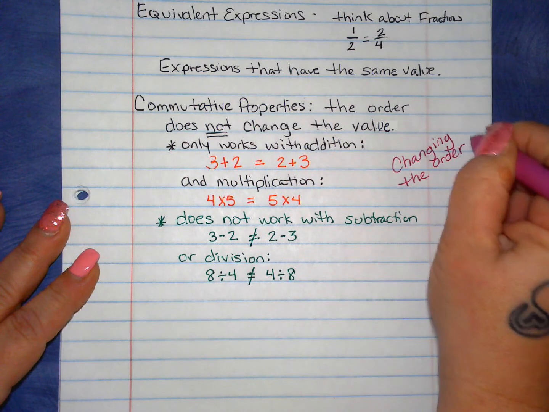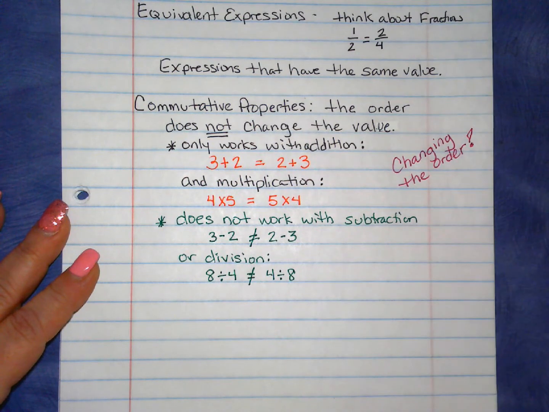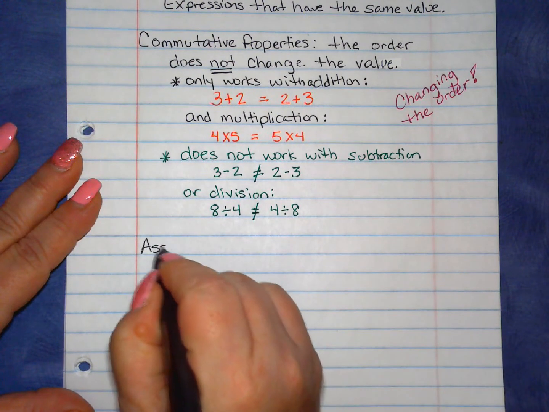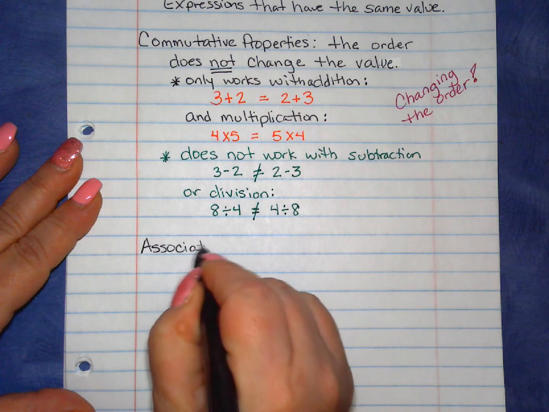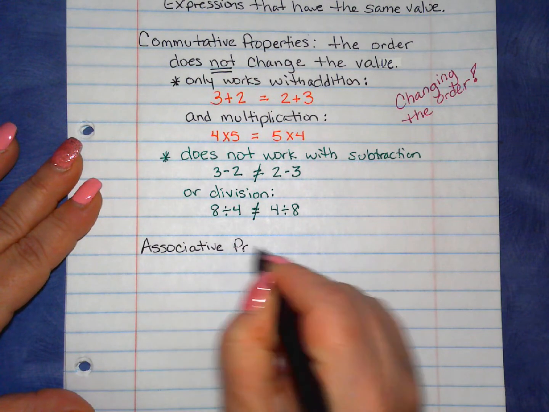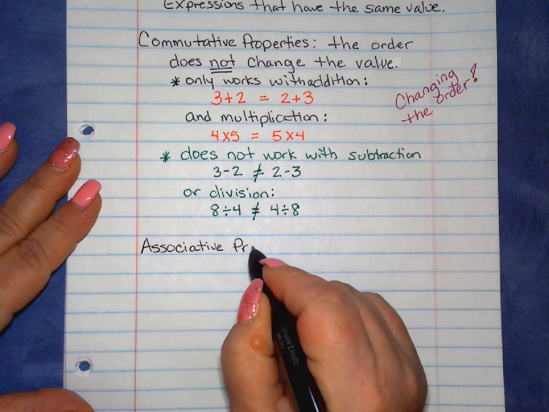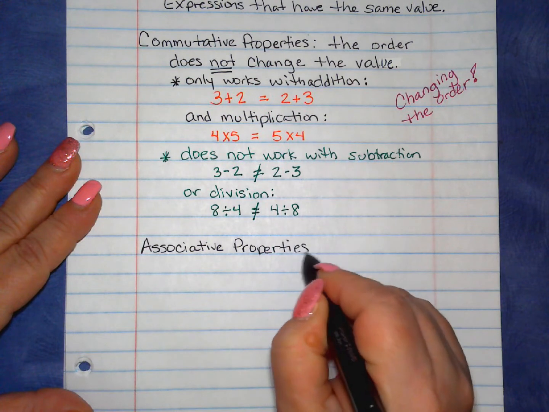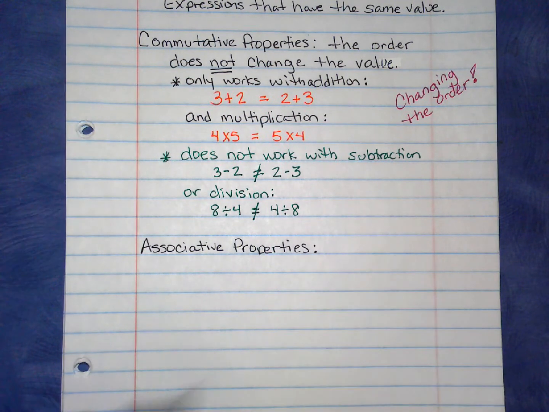Okay, so now we're going to look at the associative property. Okay, so the associative property, when you hear the word associative, I'm hoping that you hear a word that sounds familiar in there, and that would be associate. And when you think of that, I want you to think about like how you can associate with different people.